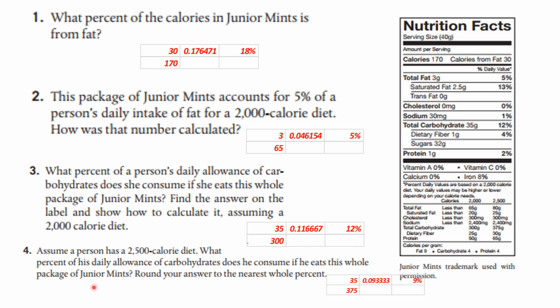Now, if we have a 2,500 calorie diet, the allowance is raised to 375. You see that over here, the 375, but it still has 35 grams, and so 35 grams came from up here. We're talking about carbohydrates, so 35 over that ends up being close to 9%.